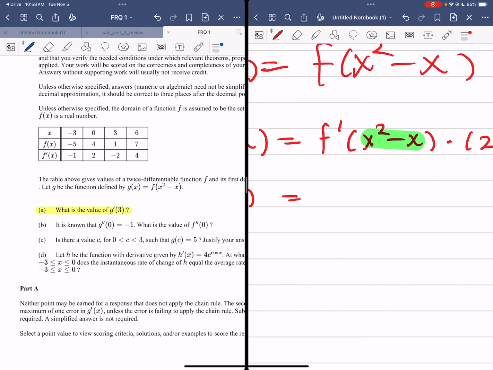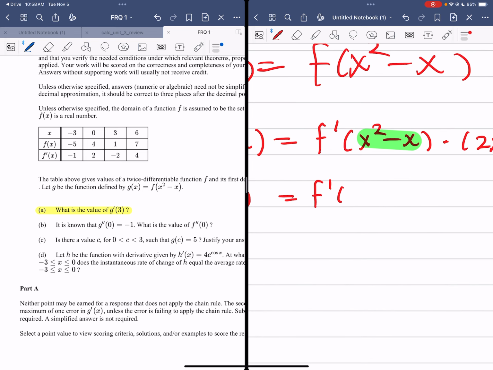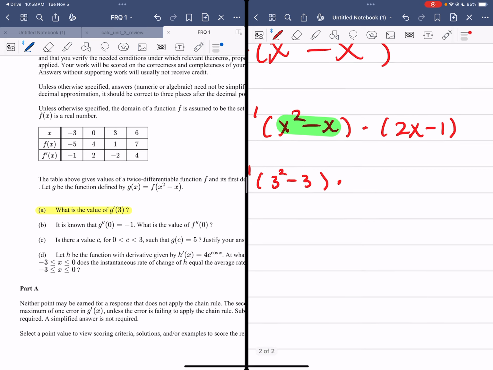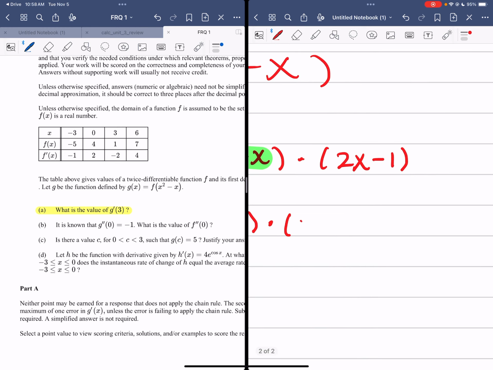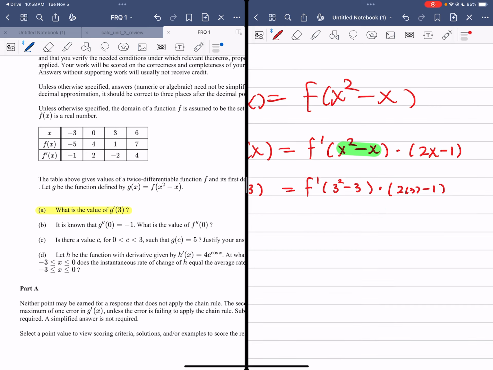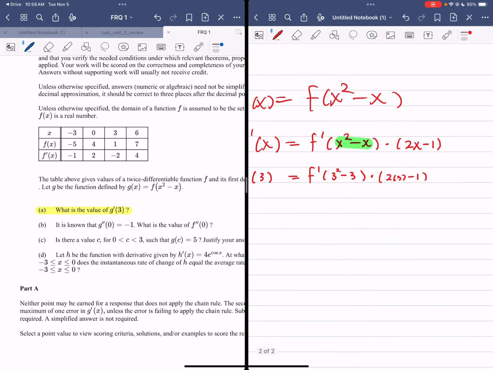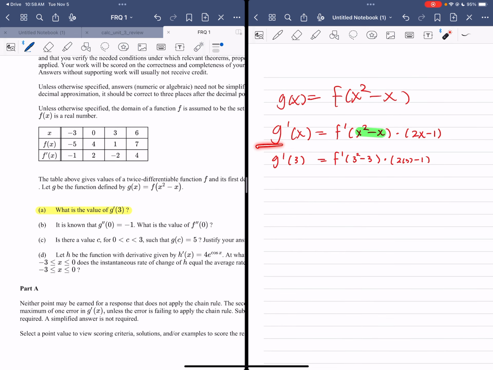So what I'm going to do is I'm going to put f prime of 3 squared minus 3 times this one, 2 times 3 minus 1. That's what you need to do. So no matter what, you gotta show me this one first, and then you plug it in, okay? So let's do one by one.